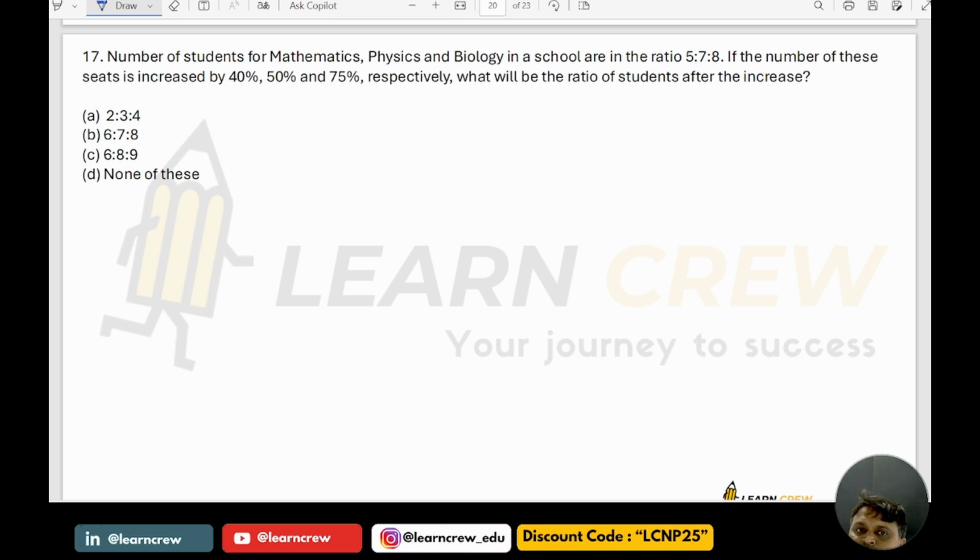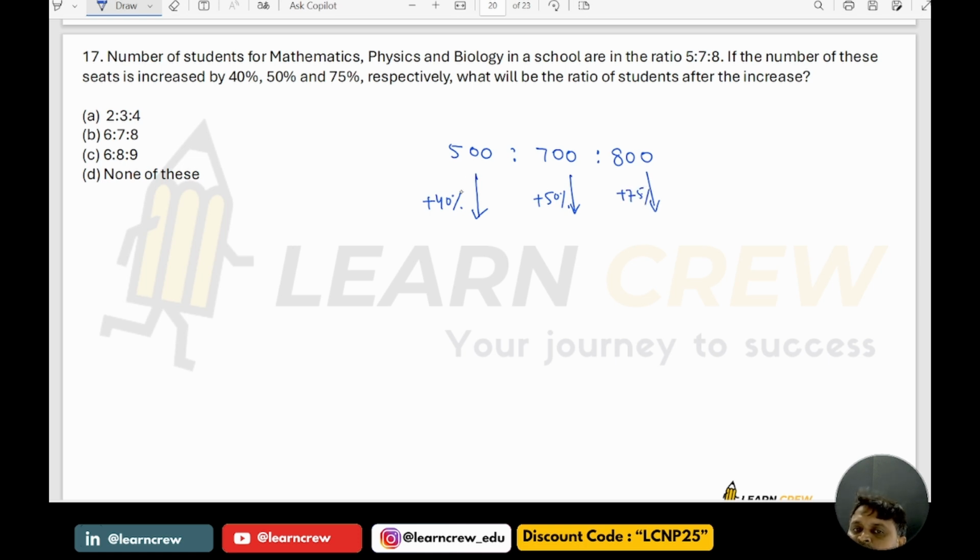Number of students for mathematics, physics and biology in a school are in the ratio 5:7:8. If the number of these seats increased by 40%, 50% and 75%, then what will be the ratio of students after increase? So initially 5:7:8 I am taking as 500, 700 and 800, and it is increased by 40%, 50% and 75%.